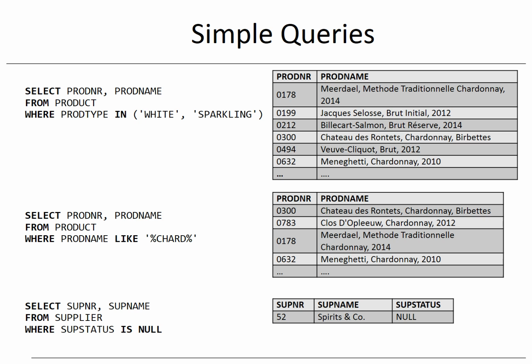The second query illustrates the use of the percentage sign as a wildcard representing 0 or more characters. Another popular wildcard is the underscore, which is a substitute for a single character. In our example, we select the product number and product name of all products having the string short as part of their product names. Obviously, this will select all the Chardonnay wines, as you can see. The third query selects the supplier number and supplier name of all suppliers whose status is null.